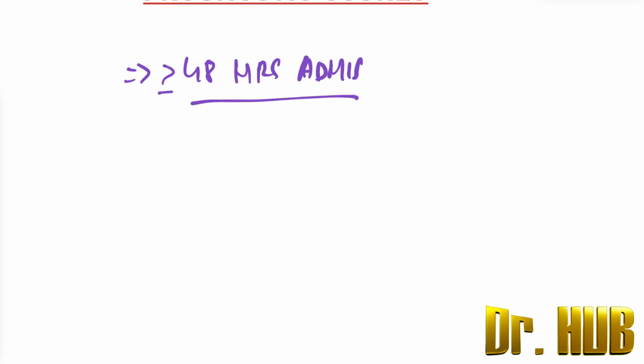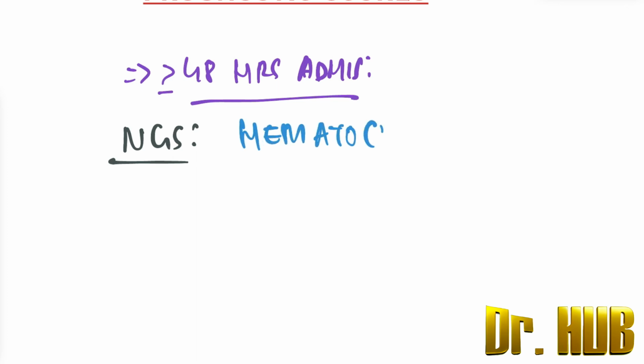Next, we move on to the Ranson criteria, and this will be after 48 hours of the admission. In this case, let's look at the parameters. First is the NGS, that is non-gallstone pancreatitis. In terms of the hematocrit, the hematocrit fall is greater than 10%.